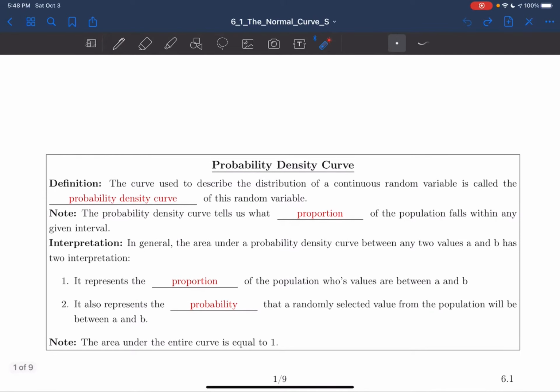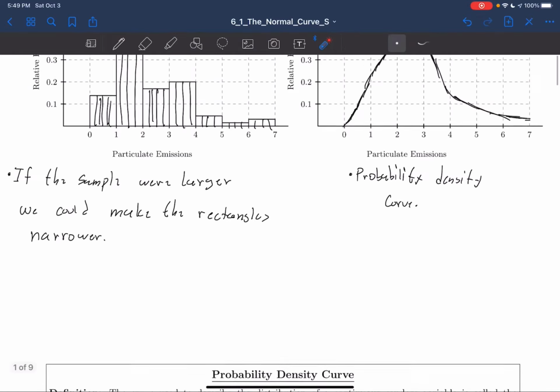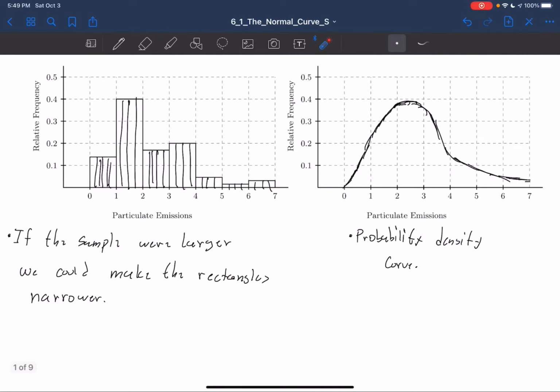Also, one important fact that you want to know is that the area under the entire curve is equal to 1. If you recall, when we did the relative frequency, if we take the sum of it, it should be equal to 1. So that's the same idea here. If I took the area of everything underneath the curve, it should be equal to 1.